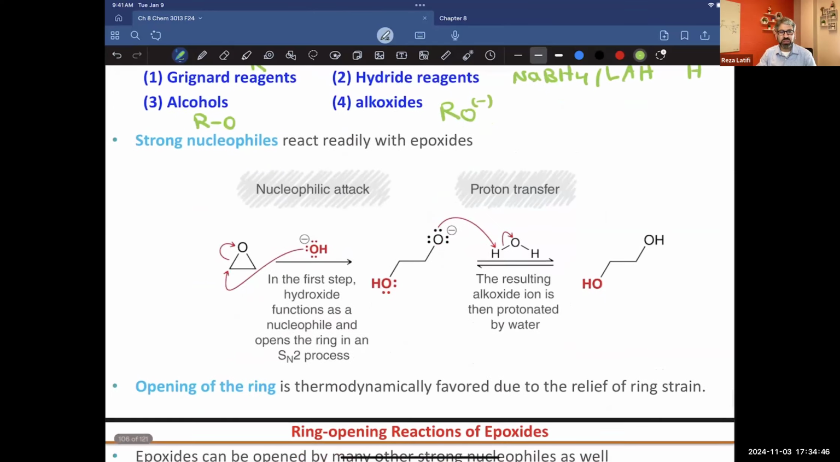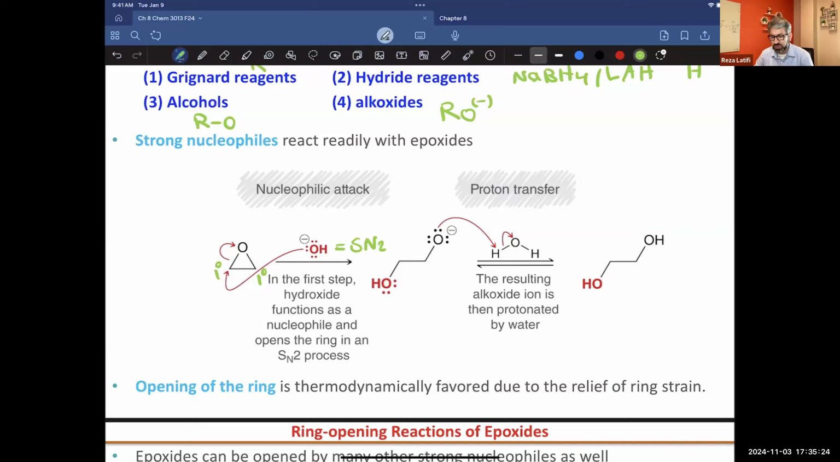As you see, the strong nucleophile is going to attack the ring. In this case, we have primary carbon on both sides, so there is no preference here. The reaction is going to be an SN2 reaction. And because it's SN2 and there is no difference in steric effect here, we can attack either carbon, and we will get an OH plus an alkoxide.